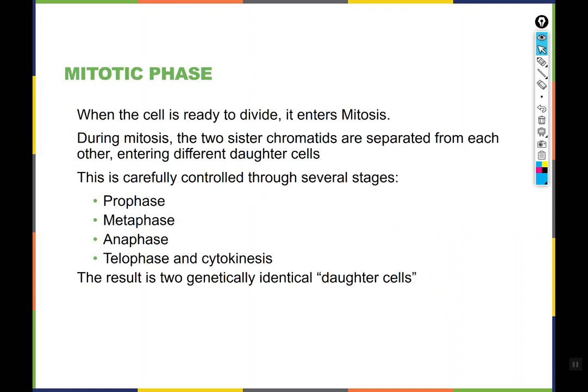But the meat of this PowerPoint is meant to be about mitosis. So let's talk about the mitotic phase. When a cell is ready to divide, it enters mitosis, and during mitosis, the nucleus dissolves, the DNA is divided in half, and the nucleus reforms around the resulting divided DNA. And this is carefully controlled through several stages, and we call these the phases of mitosis. So we have prophase, metaphase, anaphase, telophase, and cytokinesis. Hopefully, if everything goes according to plan, the result is that you have 2 genetically identical daughter cells, each with the correct amount of DNA, and each with all of the parts that the cell needs to survive.